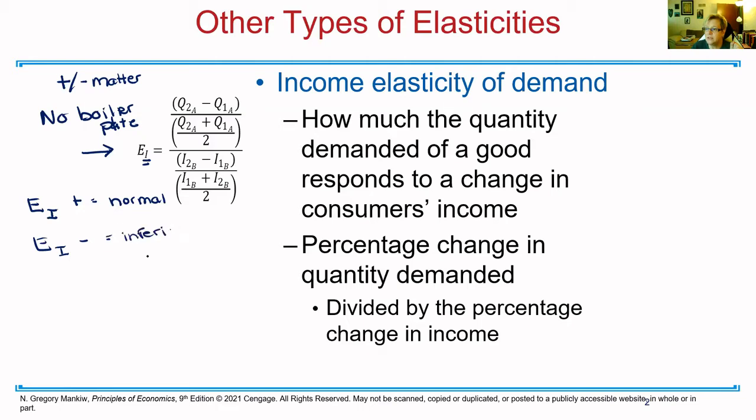Now, I often tell students that a little common sense on this stuff goes a long way. If your income goes up and you buy more steak, that makes sense, right? So if your answer doesn't show that, go back and check your math. If your income goes up and you're showing you're buying more hamburger as opposed to steak, that's counterintuitive. So your answer is probably mathematically wrong.